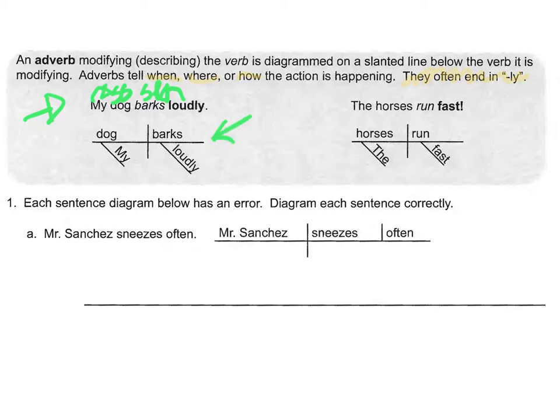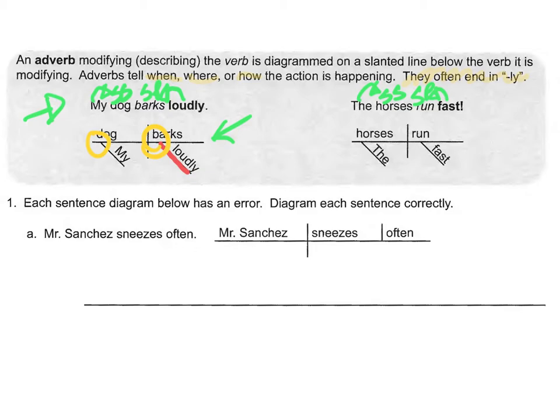Once again, the lines go from the top left to the bottom right, not the other way around. They're at an angle. And you make sure to leave a little space at the beginning before you diagram your modifier. The horses run fast. Who or what is this about? It's about horses. What do they do? They run. What do they run? Well, we don't know, so there's not a direct object there. How do they run? Oh, fast. Which horses? The horses.